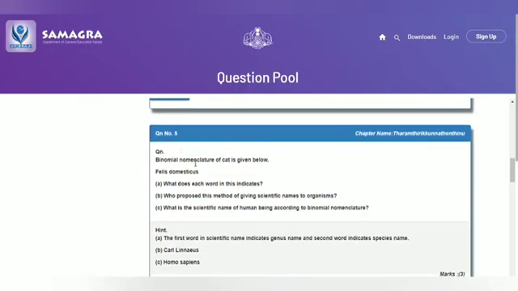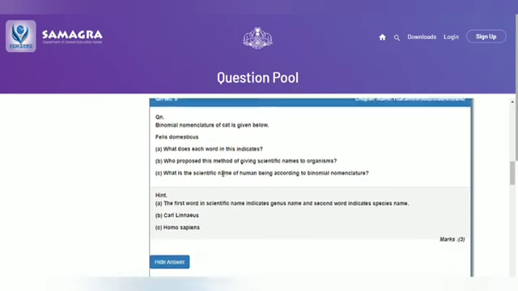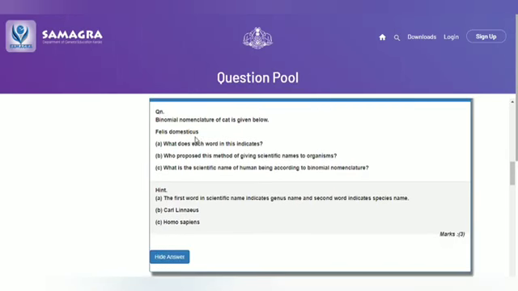Fifth question. The binomial nomenclature of cat is given below: Felis domesticus. What does each word in this indicate? The first word is the scientific name and indicates the genus name, and the second word indicates the species name.